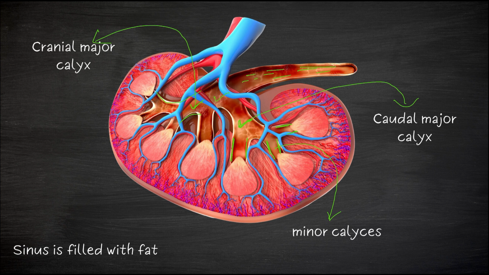Now this area is filled with fat. The sinus is filled with fat. So here you will find the deposition of fat. These areas, these sinuses, are filled with fat. This open space is called the sinus, and it is filled with fat.